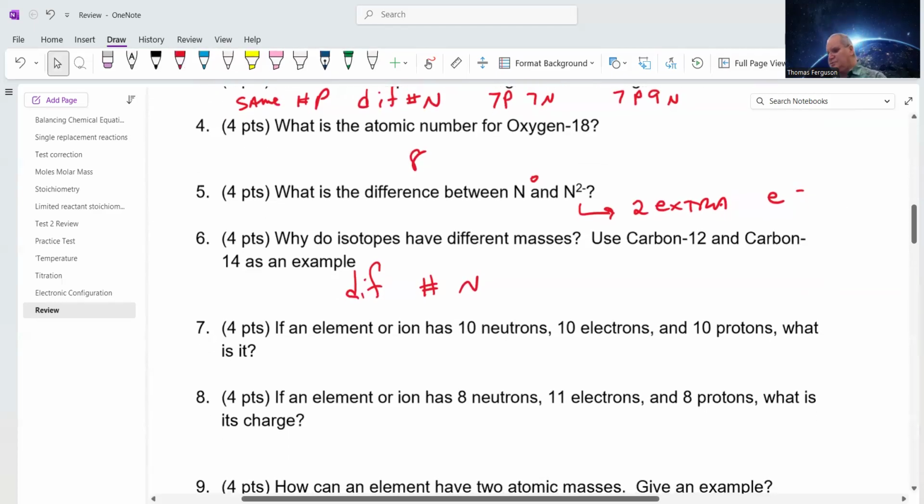If an element has 10 neutrons, 10 electrons, 10 protons, what element is it? Which of those three do you pay attention to when you're talking about what element is it? Protons. So what element has 10 protons?